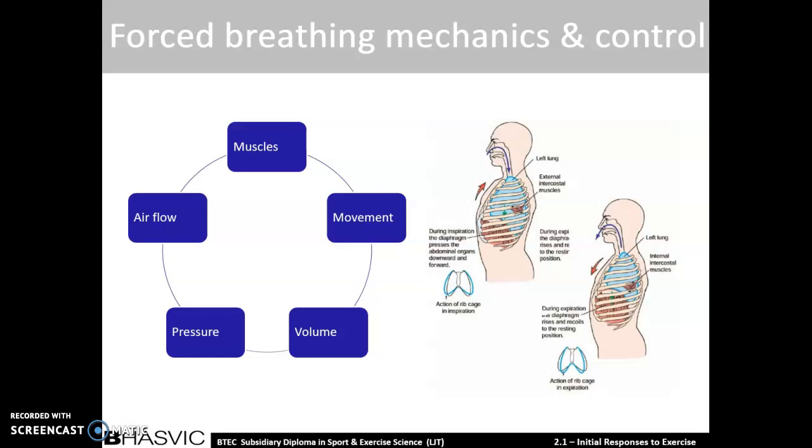As a result of the volume increasing in the lungs, the pressure is extremely low. Low in comparison to the atmospheric air pressure, because air moves from high to low. The air moves inwards and that's why inhalation occurs.